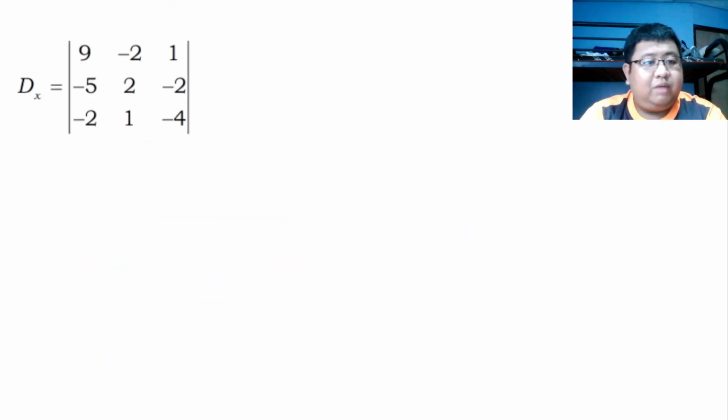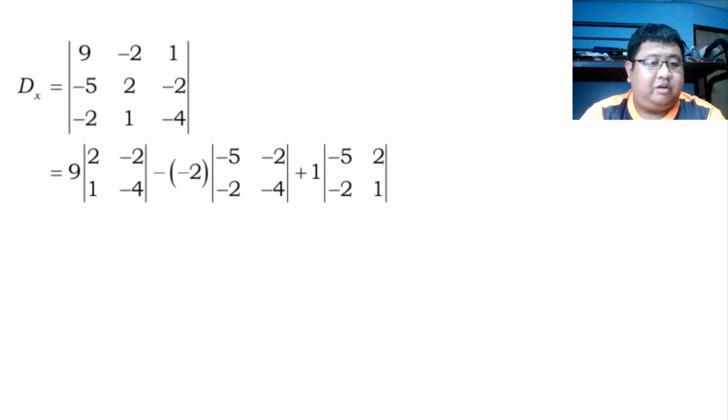Now, proceeding with dx. Similar fashion, ano? First term, negative, so nandyan yung 9. Sa second term, nandyan yung minus negative 2. Again, second column, no? Second term, negative. Kaso negative din yung second number mo sa first row. Kaya minus negative, don't forget. And then, plus 1 sa pangatlo. And then the determinants, you can see there, yan na nga.